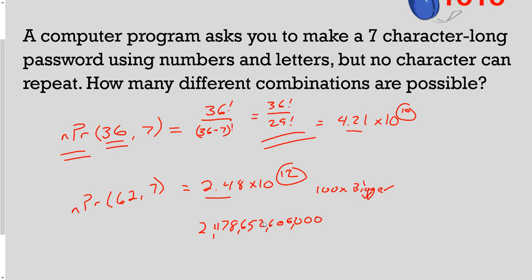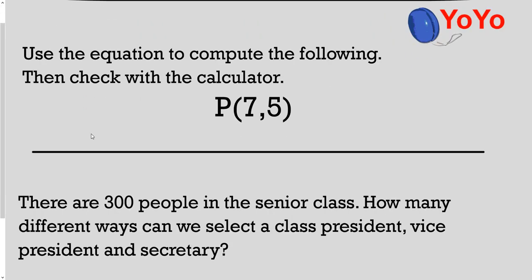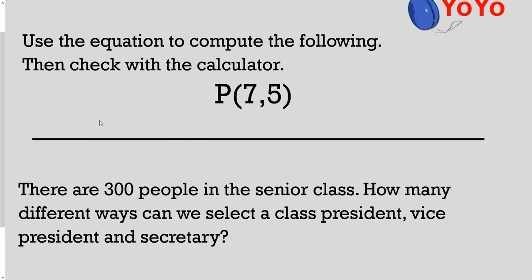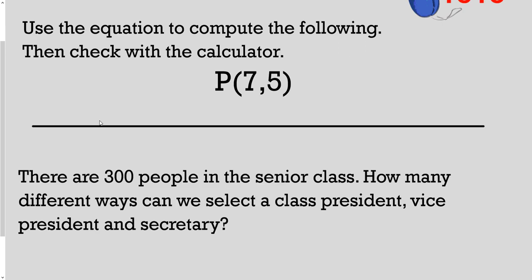if it was the last one, right? So you have a 1 in 2.5 billion chance of guessing that password if you allow the capital letters. Otherwise, it's 1 in 42 million, I guess. So significantly different. Use the equation to compute the following, and then check with the calculator.